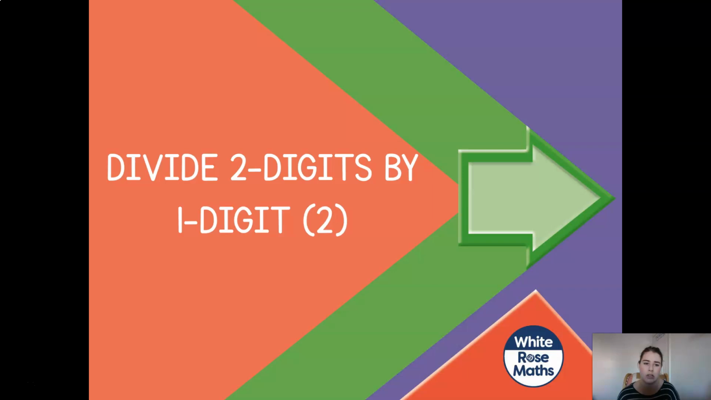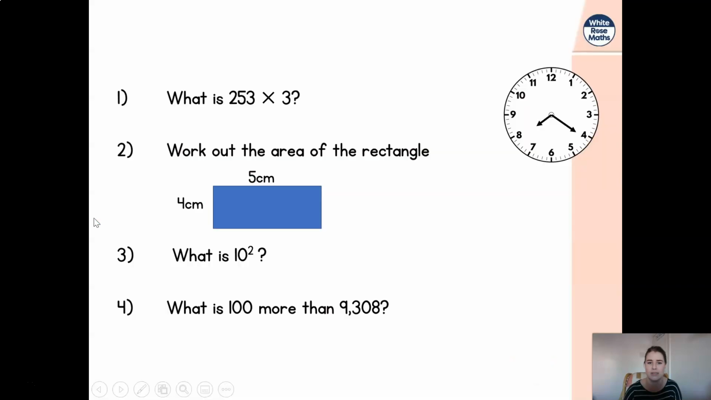So we're going to continue looking at dividing two digits by one digit, but today we're going to be adding in the additional skill of remainders, okay? Before we do that, I'm going to warm your brains up. We're going to be looking at some more of our multiplication facts from last week. What I would like you to do is pause the video and have a go at these flashback questions for me.